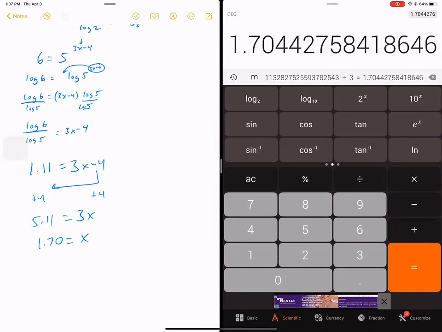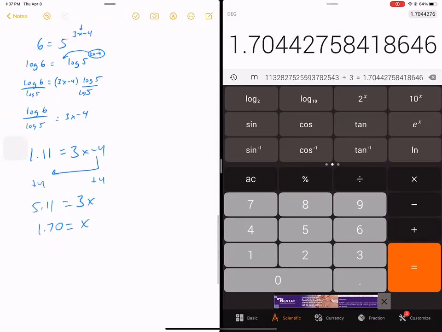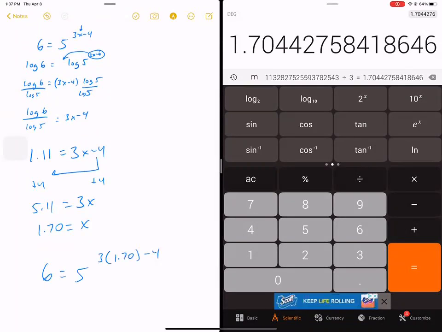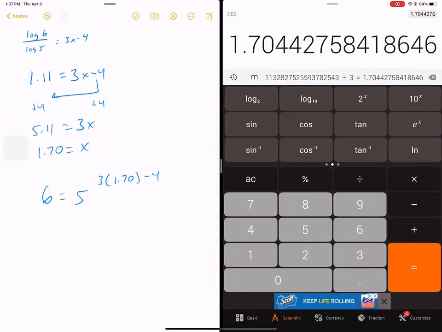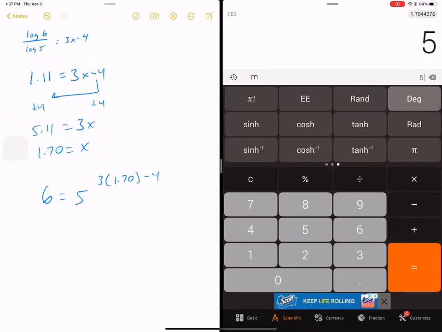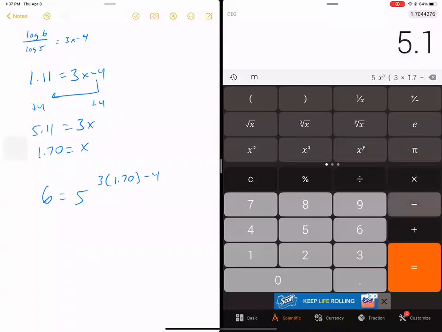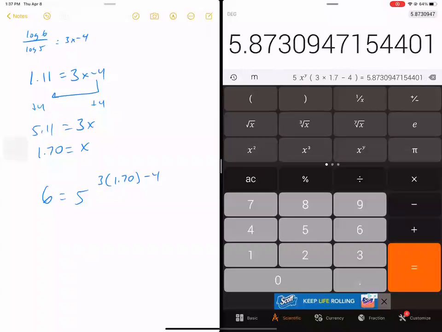So the question is, is 1.7 a good enough answer? Well, let's go ahead and try it. If I write 6 is equal to 5 to the 3 times 1.70 minus 4. Let's try it. If I say 5, and we write the exponent here, parentheses, 3 times 1.7 minus 4, close parentheses, equals, and we are kind of close. That's not as close as I wish.